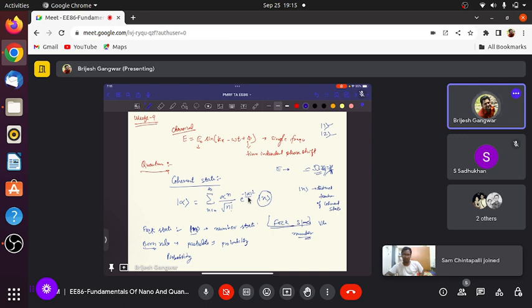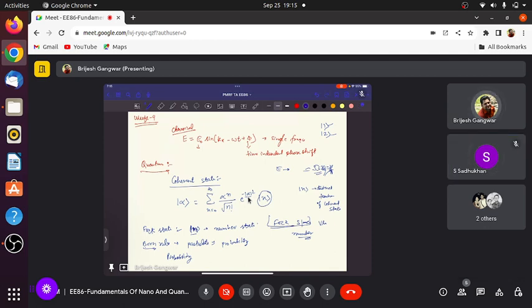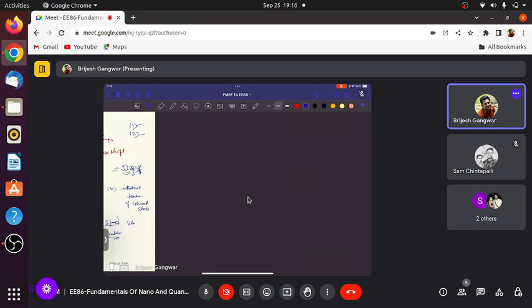Now is it clear? Yes, sir. So this Born rule is a postulate which gives you the probability density of finding any system in a given state, whatever state is given.